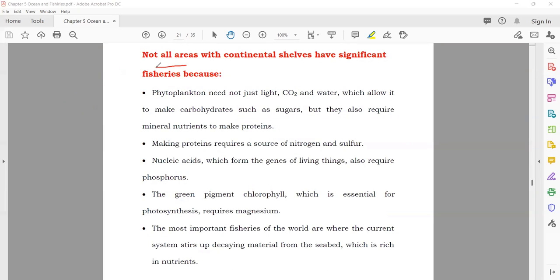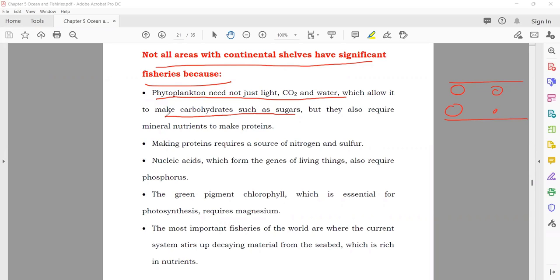Now, not all areas of the continental shelf have significant fisheries. It doesn't mean that this one is the same as here and here. No, they are different, and it depends on some factors which we have discussed, like carbon dioxide, light, and water. Phytoplankton need not just light, carbon dioxide, and water, which allow them to make carbohydrates such as sugar, but they also require mineral nutrients to make proteins. Making protein requires a source of nitrogen and sulfur. If phytoplankton want to make protein, they need nitrogen and sulfur.